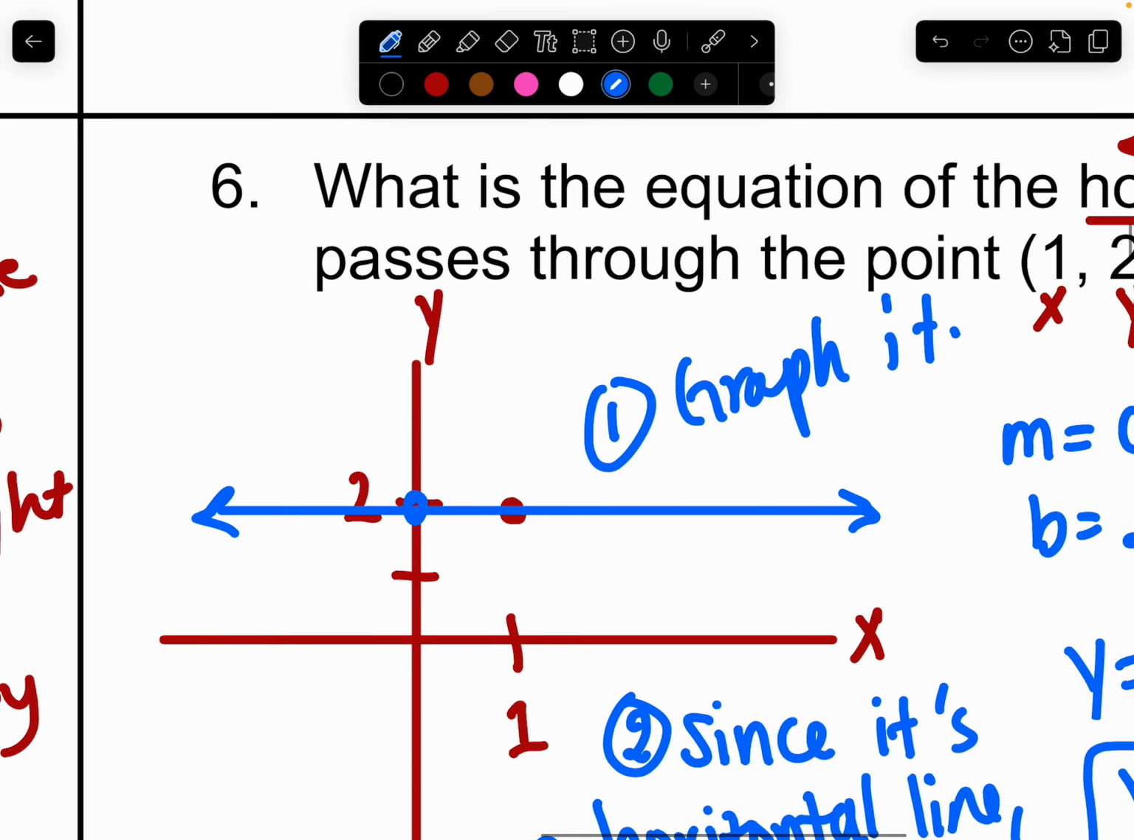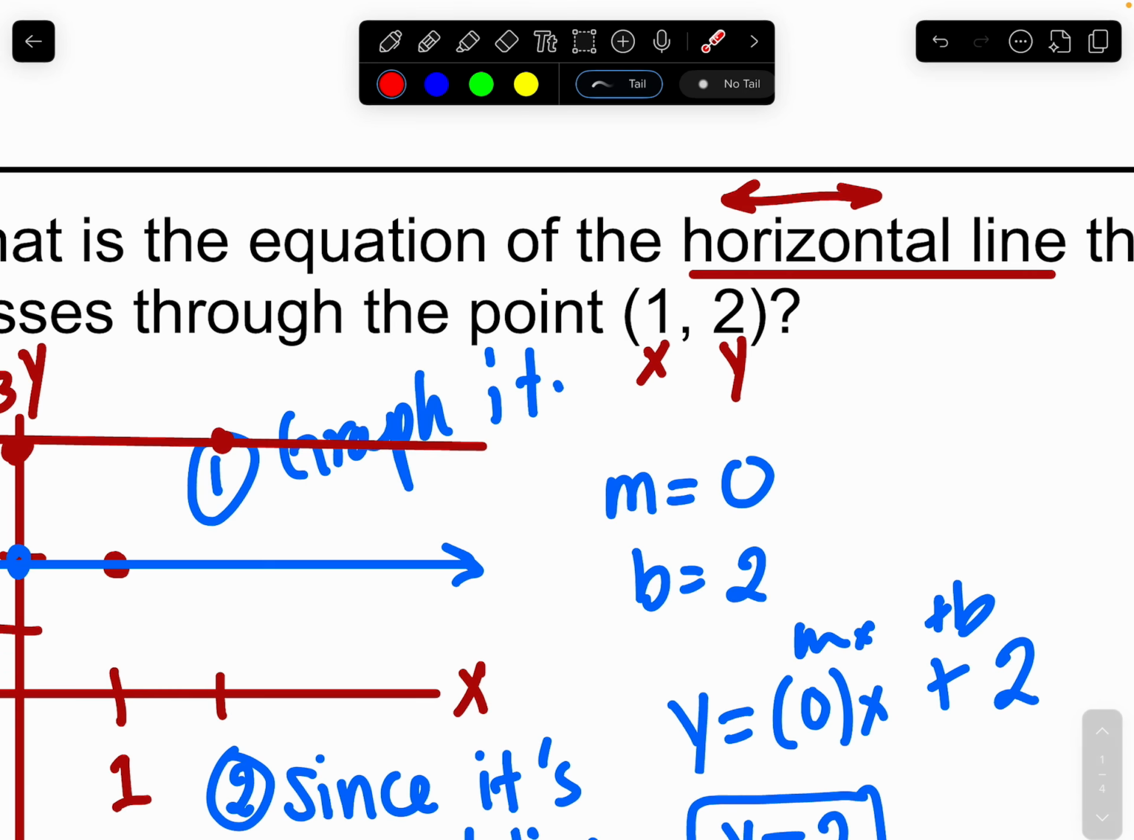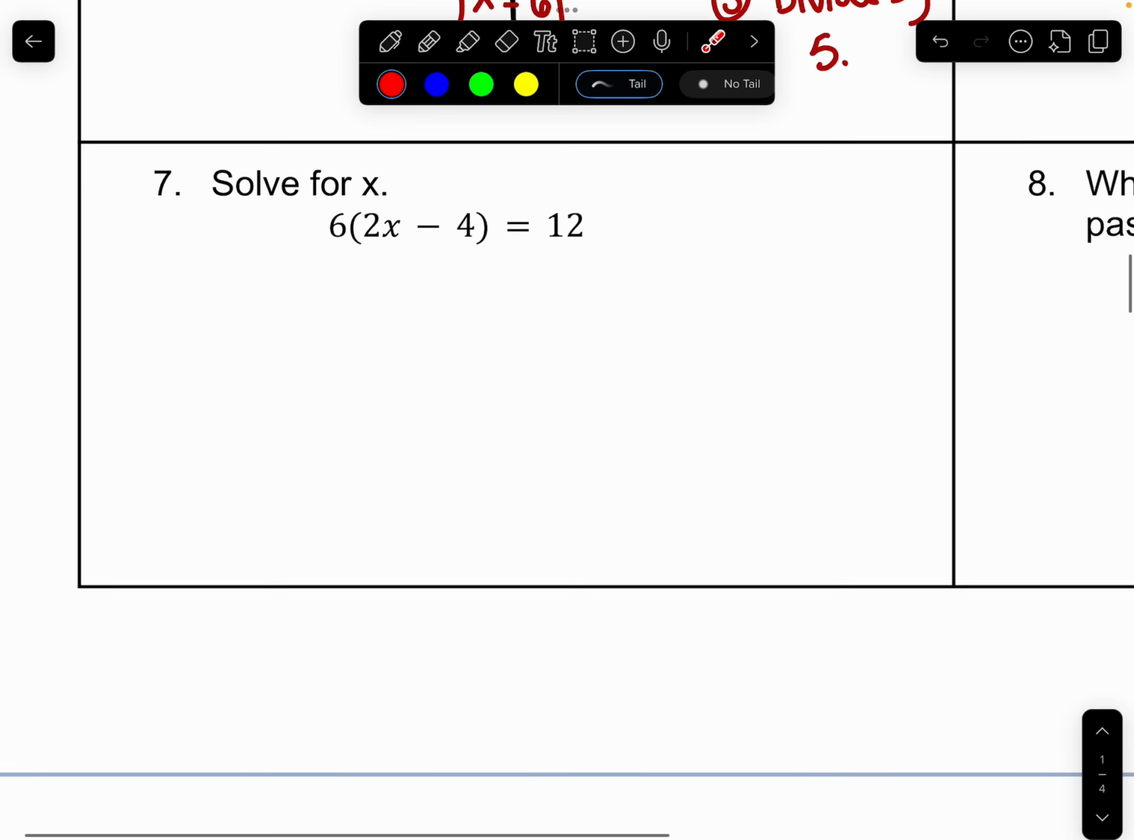So just another example, what if I said the line passes through (2, 3), and it's a horizontal line. Then your equation would now just be y equals 3, okay? This only happens when it's a horizontal line. All right.